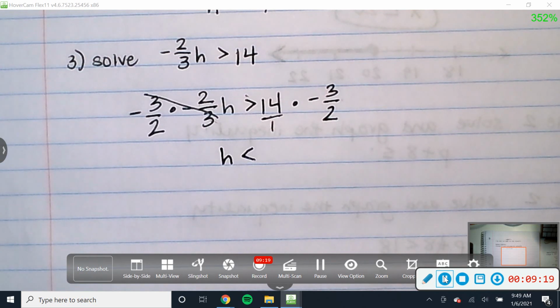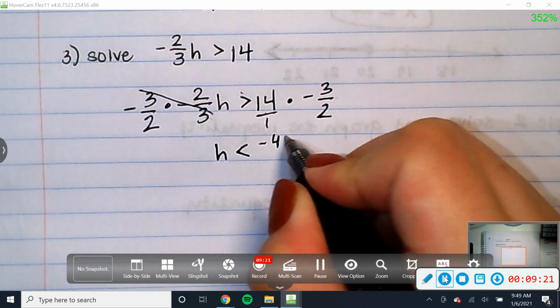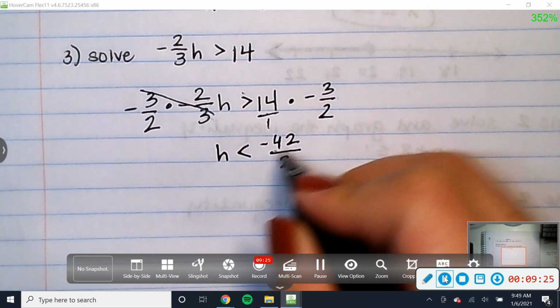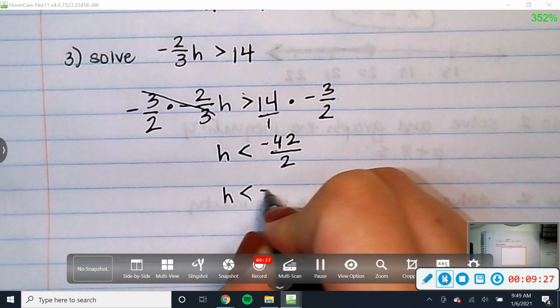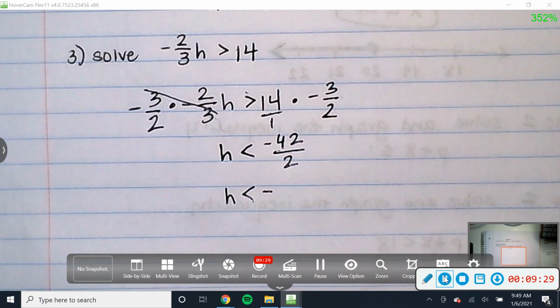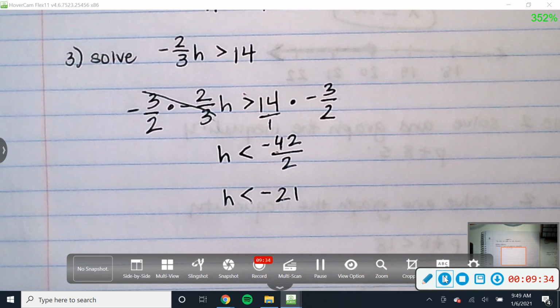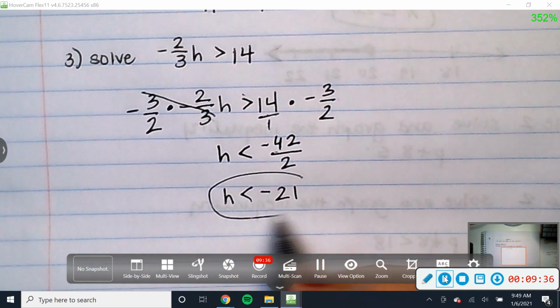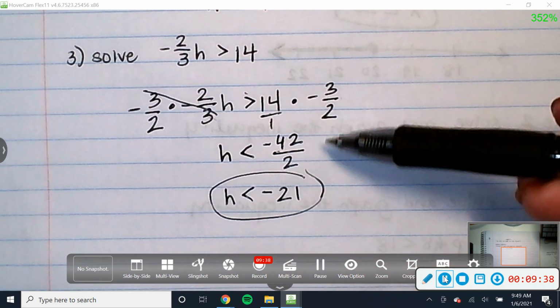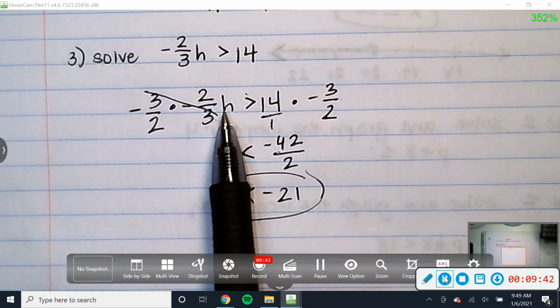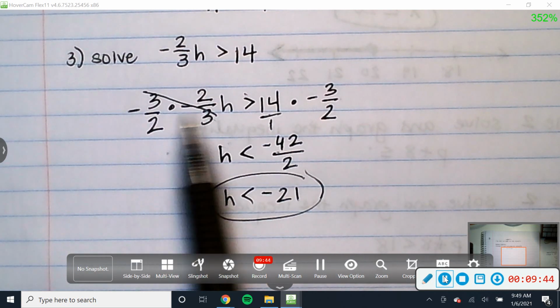14 times 3 is -42. Divide it by 1 times 2, and then we can further solve this one. -42 divided by 2 should give us -21. So this would be our final answer here for this one. A few more steps because we had to simplify these fractions, but I think that the easiest way when you have fractions is to just flip it and multiply both sides.